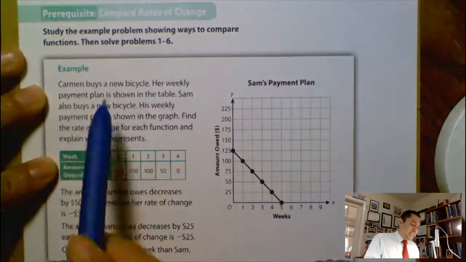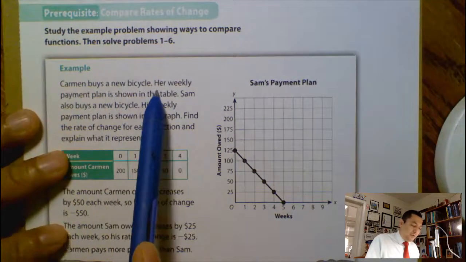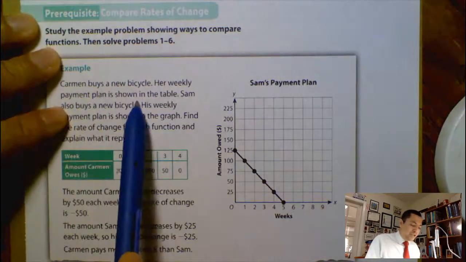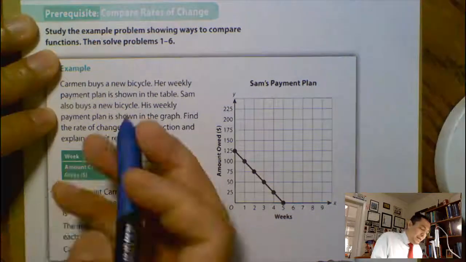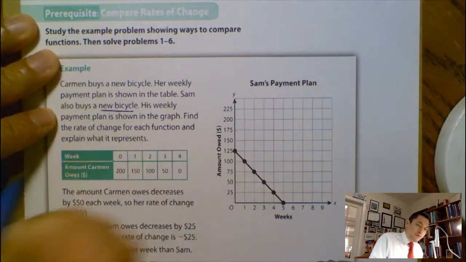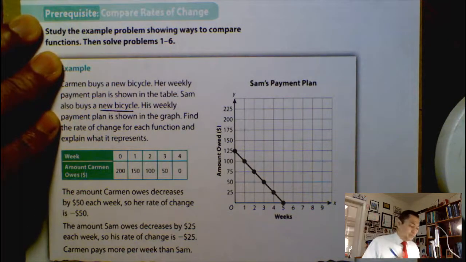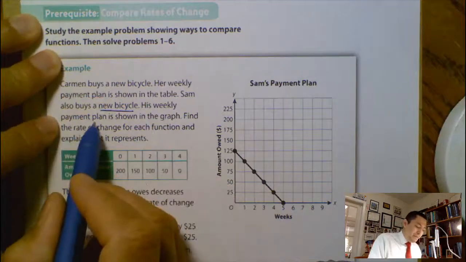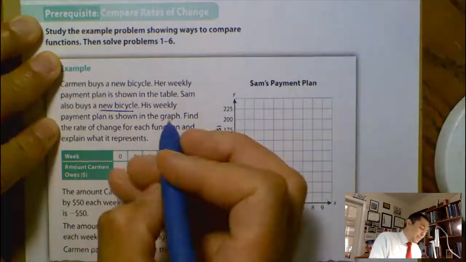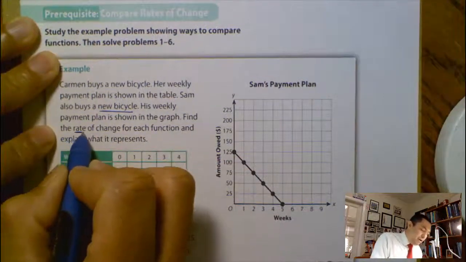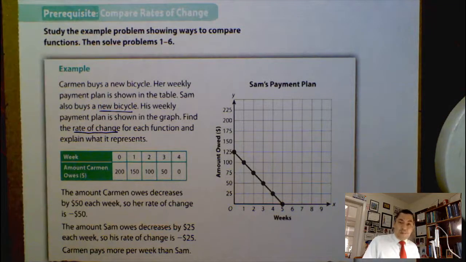In this case, the example that we have is Carmen buys a new bicycle. Her weekly payment plan is shown in the table. So this is the weekly payment plan. Sam also buys a new bicycle. I'm underlining that one because that's a second bicycle, so there are two bicycles now. His weekly payment plan is shown in the graph. Here's the graph. Find the rate of change for each function and explain what it represents.